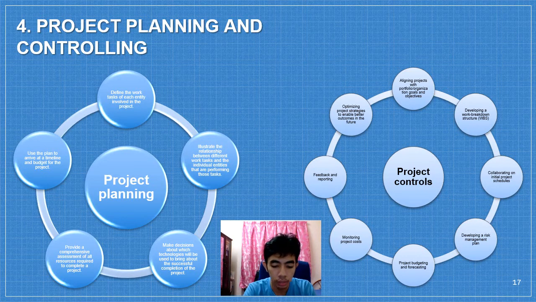Make decisions about which technologies will be used to bring about the successful completion of the project, provide a comprehensive assessment of all resources required to complete a project, and use the plan to arrive at a timeline and budget for the project.